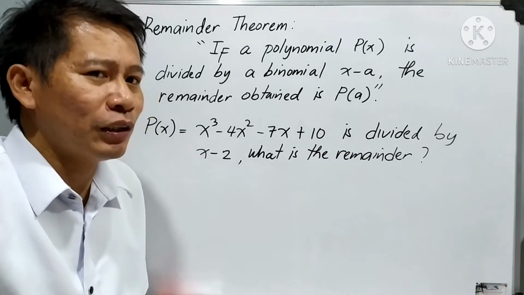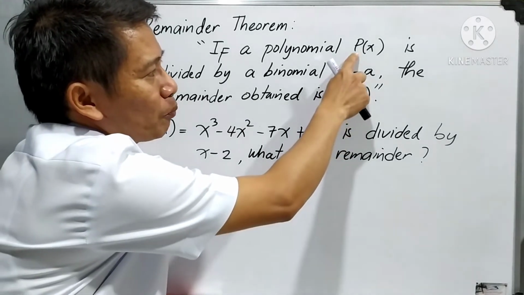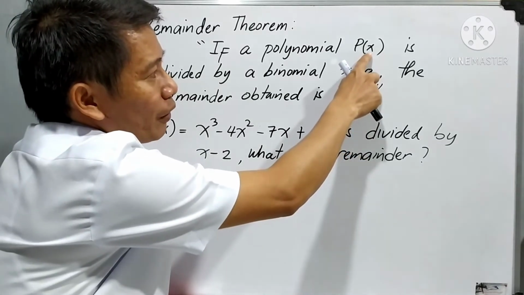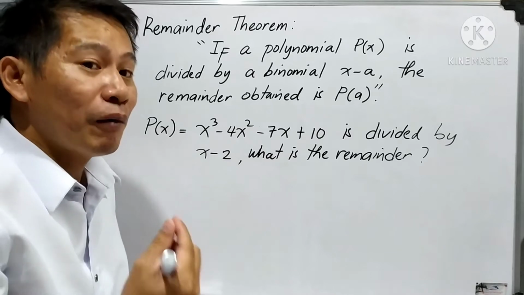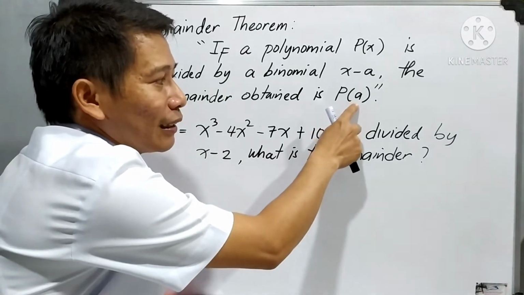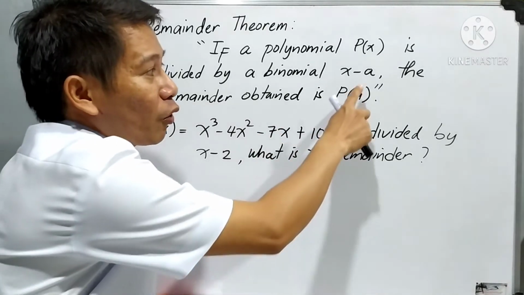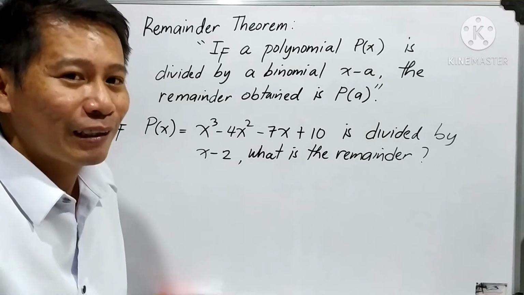I would like you to observe this p of a in relation to p of x. As you will observe, the variable x here in our p of x is being replaced with a. And what is that a? That is the opposite of the constant divisor in our binomial divisor.